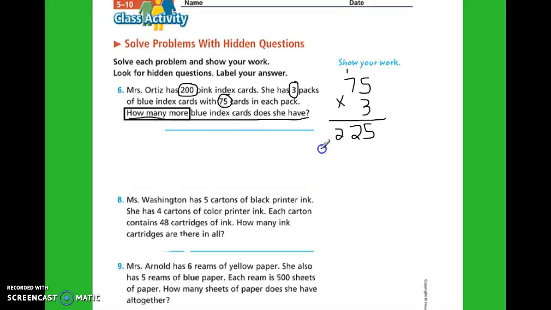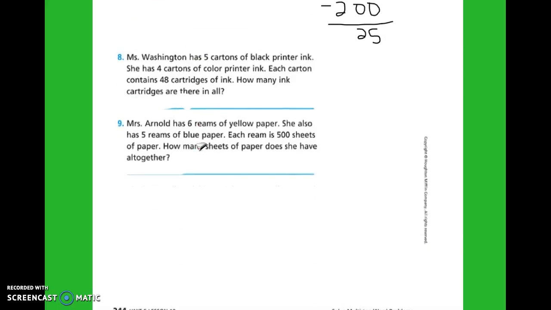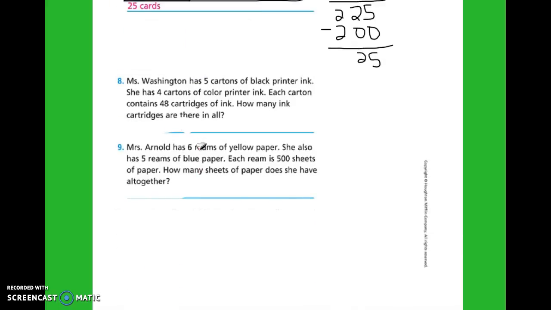So remember, we found out that how many more means I'm going to have to subtract those pink index cards. And I subtract 200 from this number, I'm going to end up with 25. She has 25 more blue index cards than pink index cards. Okay, we'll check. There we go. We're good. All right. So let's go ahead and work on solving this one on your own.